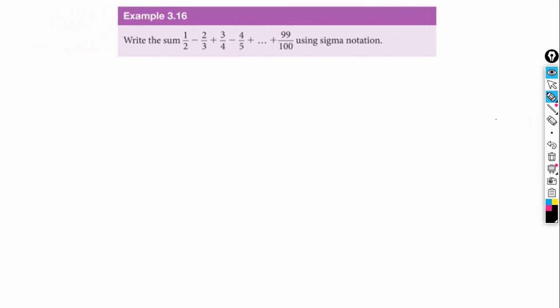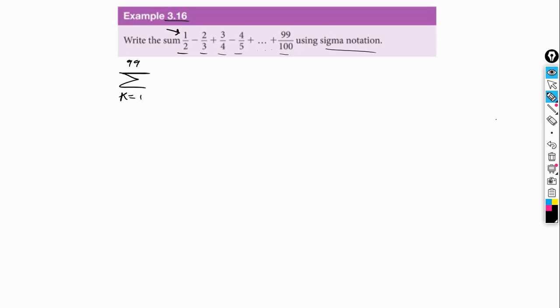So next we have example 3.16, and it says write the sum 1/2 minus 2/3 plus 3/4 minus 4/5 all the way to 99 over 100 using sigma notation. So we have to use sigma notation, and let's assume that we start at k equals 1 because we see that there's a 1 here. And notice that we can see that the series increases 1 by 1 on the top, right, up until 99. So this means that from k equals 1 to 99.